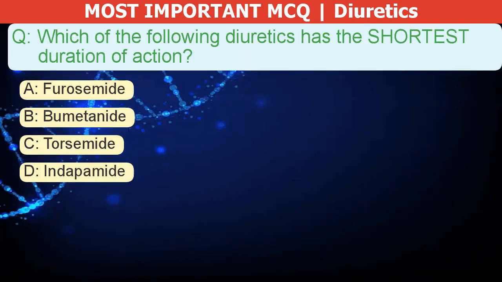Which of the following diuretics has the shortest duration of action? A. Furosemide, B. Bumetanide, C. Torsemide, D. Indapamide.